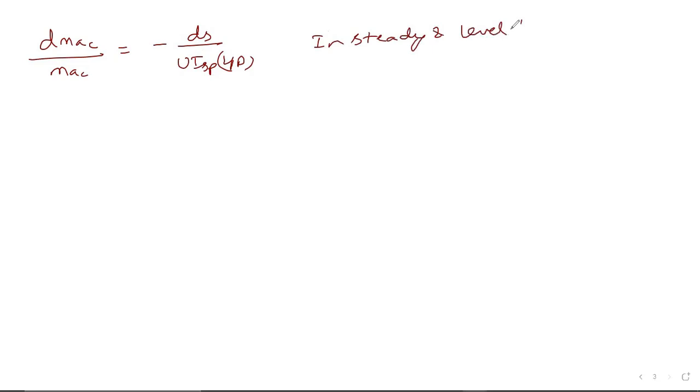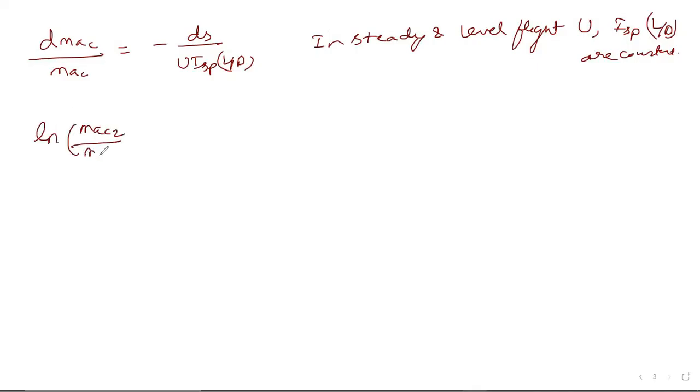Now from equation number 3, it is basically d(mac) by mac equal to minus ds upon u Isp L by d, right? So we can solve it. Now in steady and level flight, what things are constant? We all know that u, Isp and L by d are constants. So the final formula we will be getting is basically this. If you solve it, it will be ln of mac2 by mac1 equal to minus (s2 minus s1) divided by u Isp L by d.